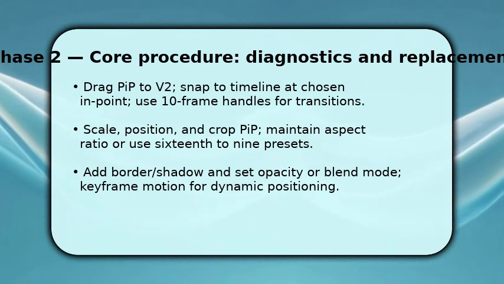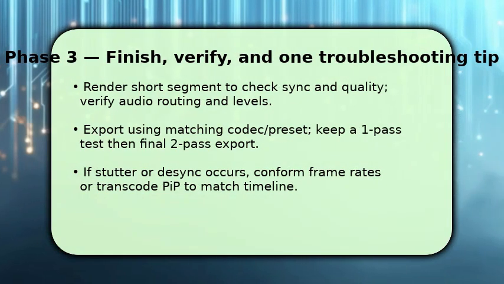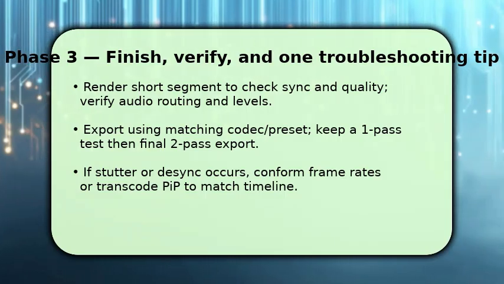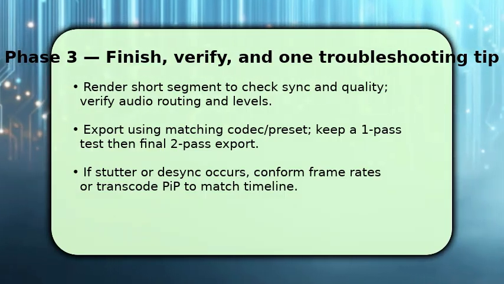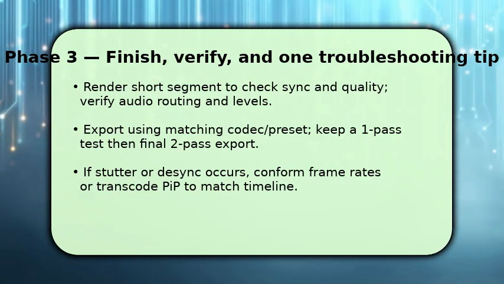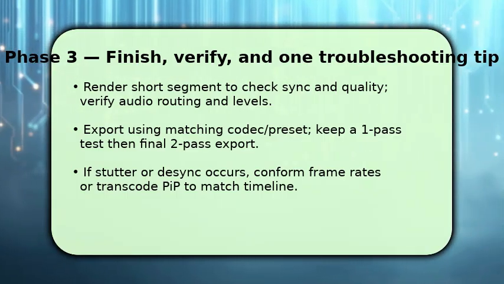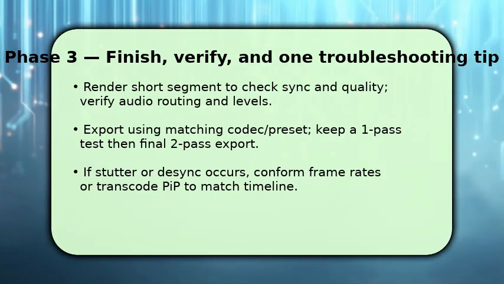with content. You finalize by rendering a short segment of the PiP section to confirm sync, quality, and audio routing. Make sure dialogue from both tracks is balanced before export. Once satisfied, export using a preset that matches the timeline codec, running a quick one-pass test, and then the final two-pass export for best quality.